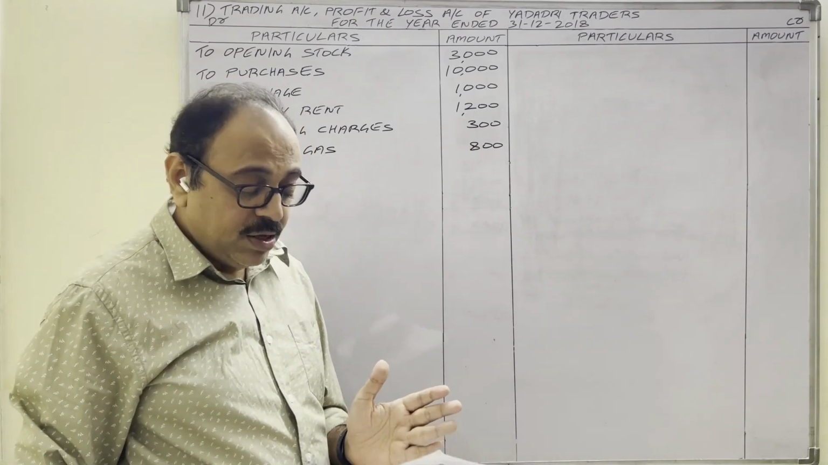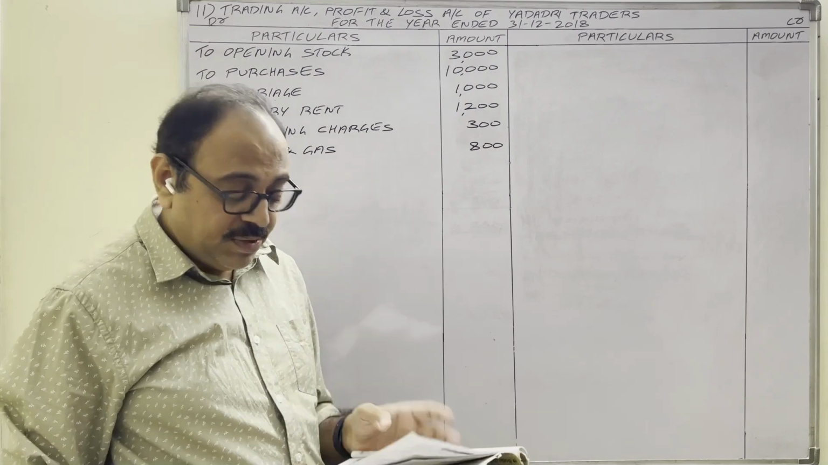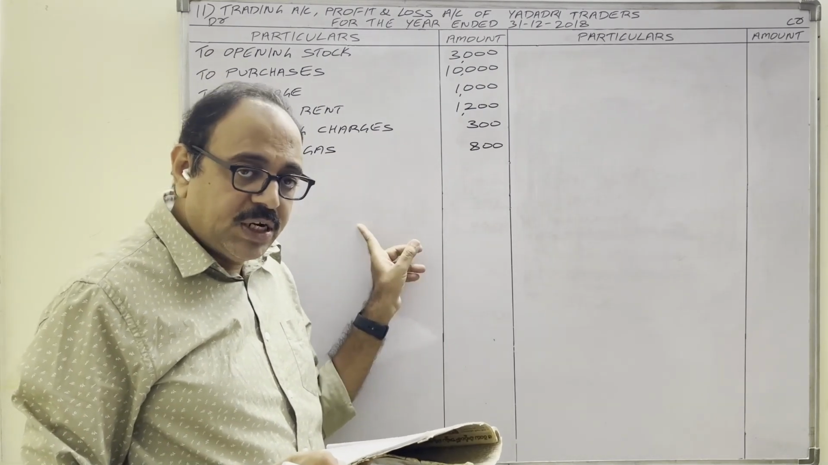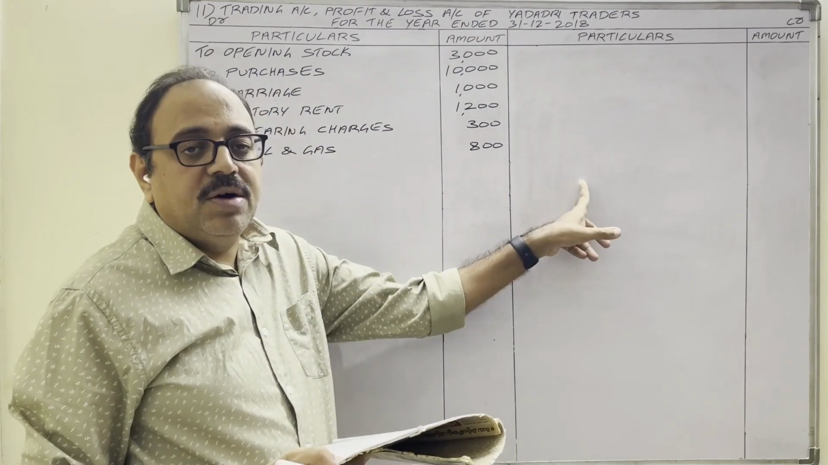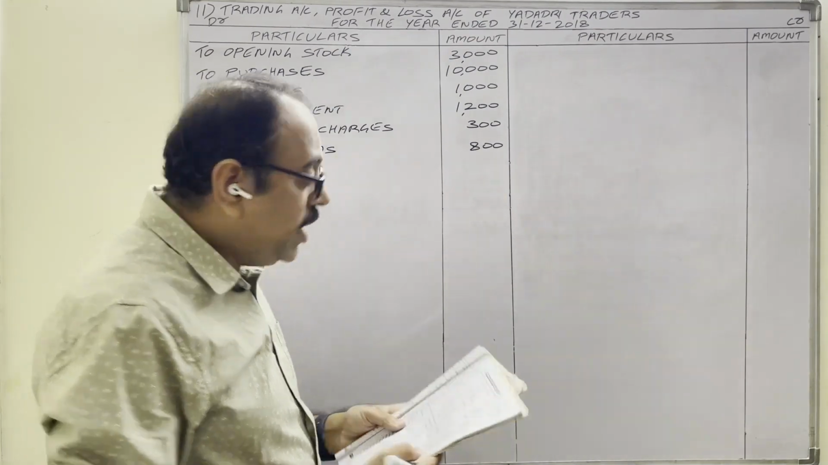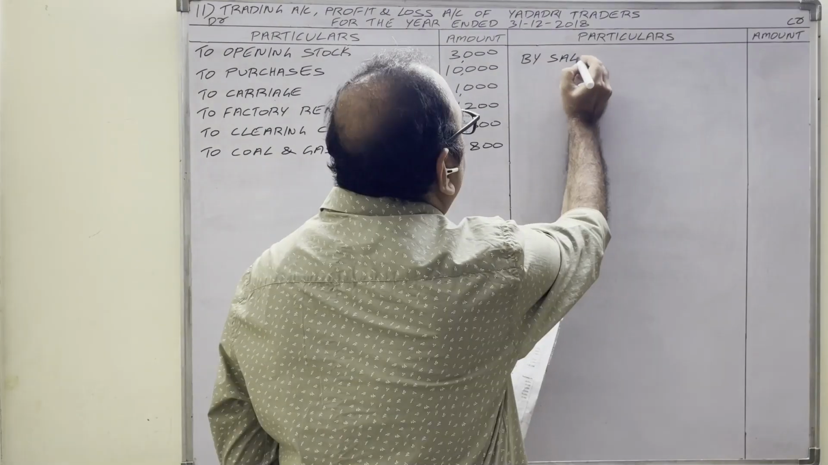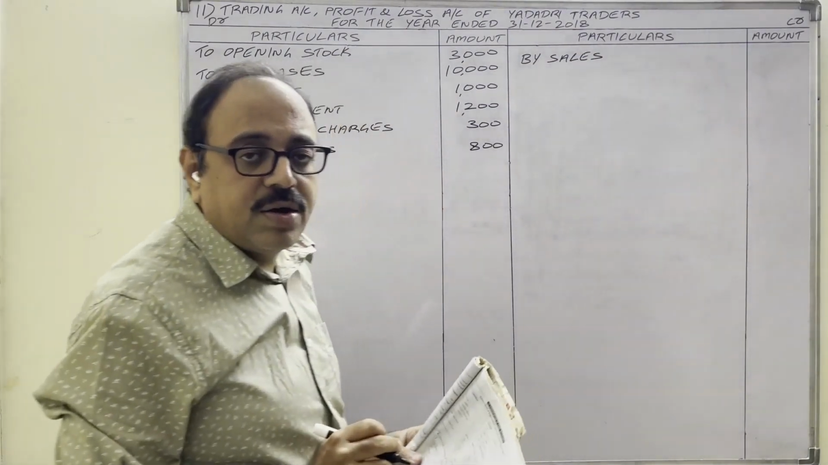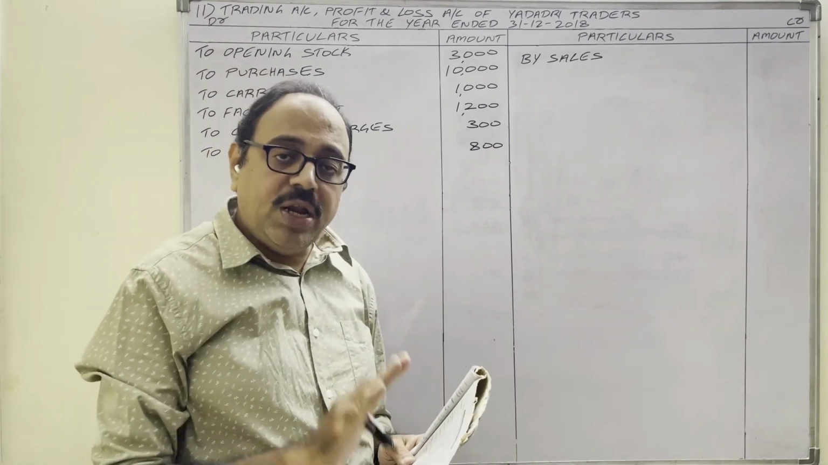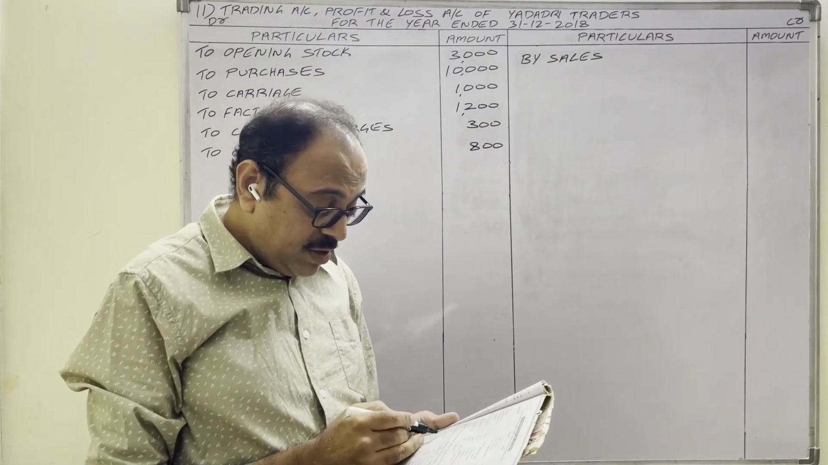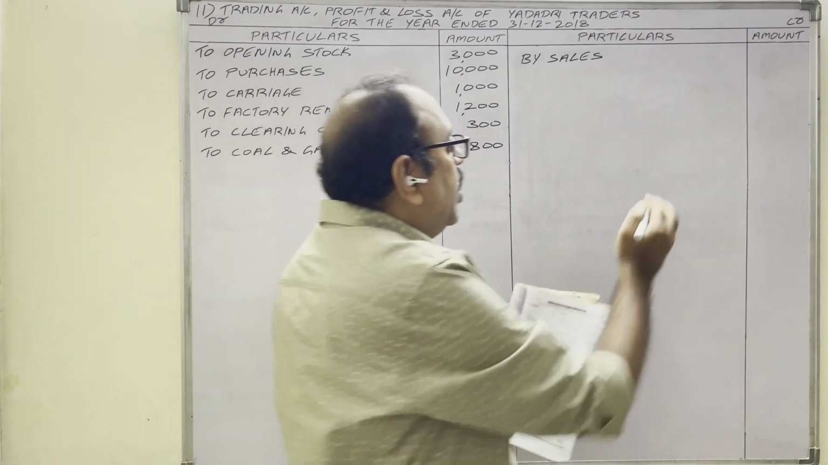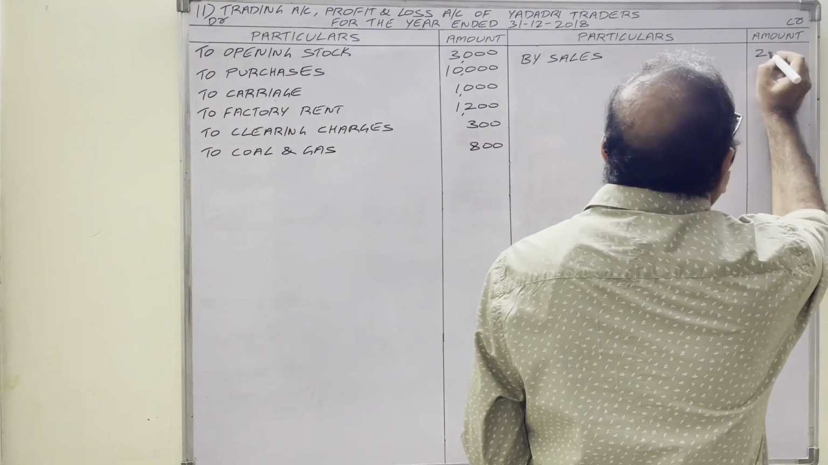Debit side completed. Come to the trial balance credit side. Sales. Purchases is direct expenditure, debit side; sales is direct income, credit side. 'By sales'. Before writing the amount, we have to see whether sales returns are given or not. Sales returns will be given on the debit side. See, on the debit side sales returns are not given. Therefore, the sales amount, 20,000, goes in the outer column.